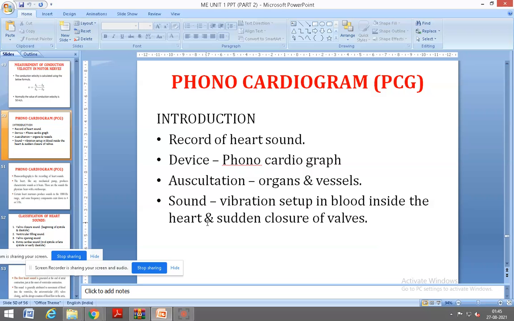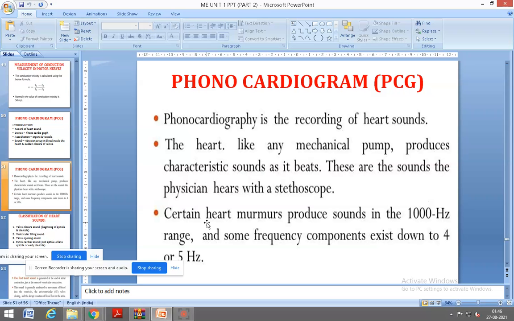Okay. And then sound vibration set up in the blood inside the heart and the sudden closure of valves, that is nothing but heart sound. So how you are getting the lub dub sound is that blood filled in the atria and ventricles will be released. Okay, filling and releasing will be heard as a lub dub sound. Phonocardiography is the recording of heart sound.